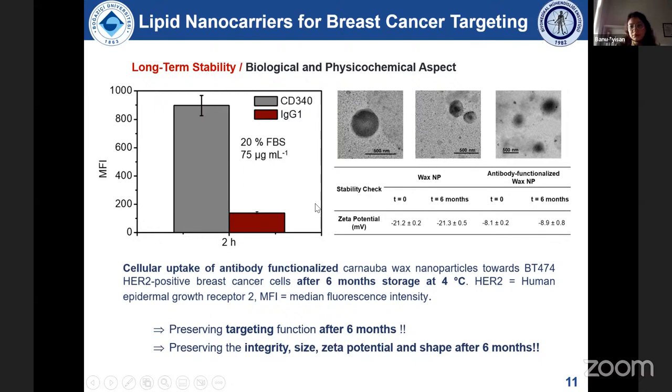So we stored them in the fridge, and then after 6 months, we used those nanocarriers again to let them be taken up by the breast cancer cells. And as you can see here, we preserved the targeting effect even after 6 months. That was a cool result for us, and we were happy to have it. Of course, the physicochemical characterization like TEM, zeta potential and size was also preserved. So that was the first thing, as I said, that we do, and then we could also check the biological stability.